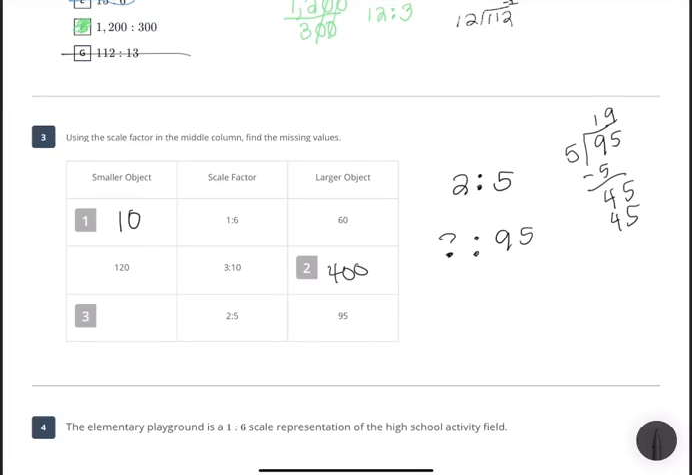And it's 19. So what I want to do is take this number, because that number was the one that was multiplied. I want to multiply it to this side to find the missing number, which would give me 38. Okay?